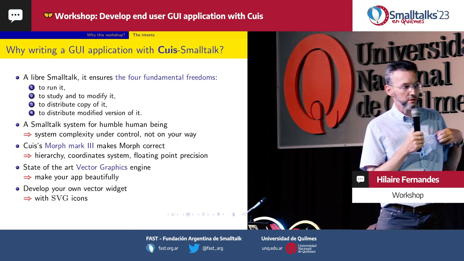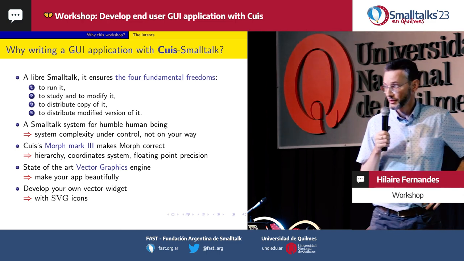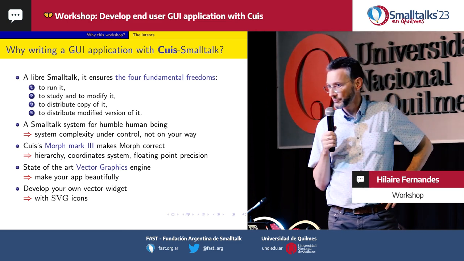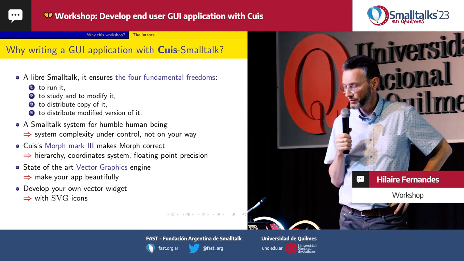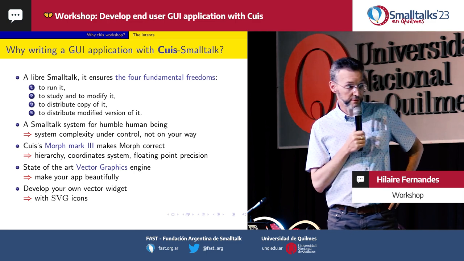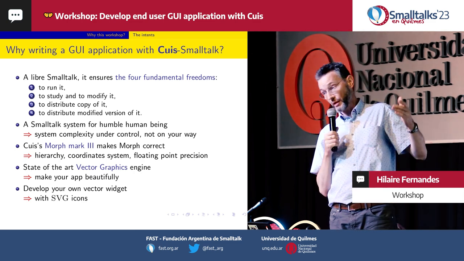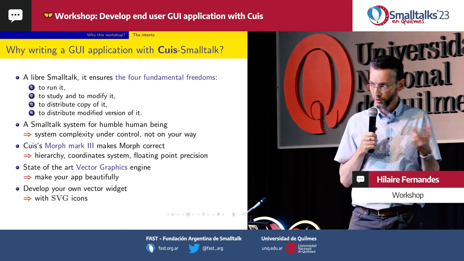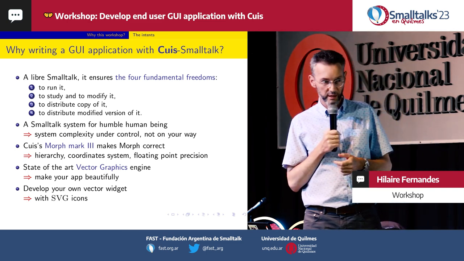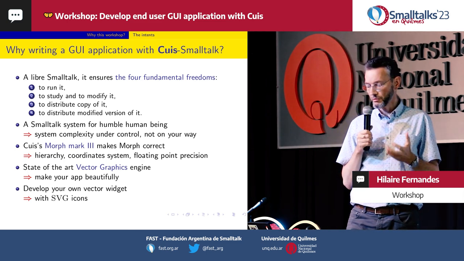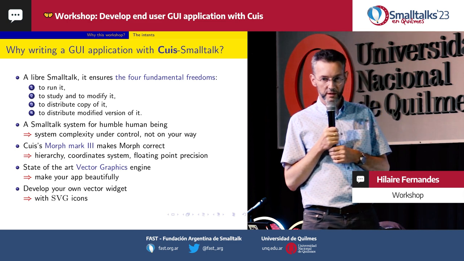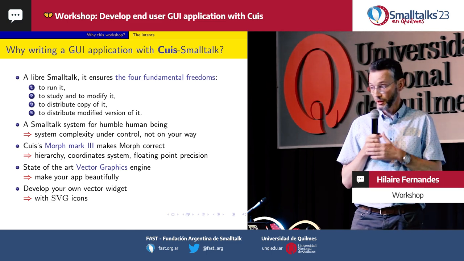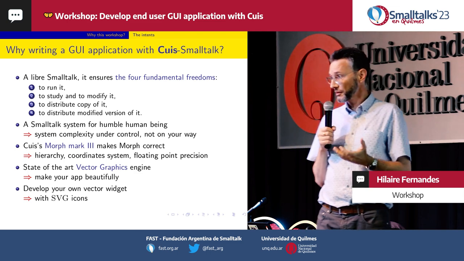The next reason for me is that Cuis Smalltalk is simple enough so that we can understand more easily how the system is running. So it's always a good thing when you want to develop the graphic user interface. Next good reason is that we have Morphic version 3, which is a revisit. Version 2 was Squeak, and version 1 was Self. So it simplifies many points in this third implementation of Morphic. We have the vector graphics engine, especially if you want to make some funky widgets.